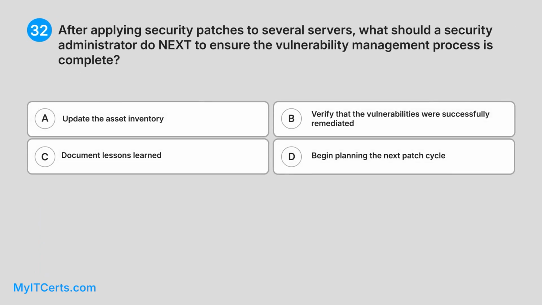32. After applying security patches to several servers, what should a security administrator do next to ensure the vulnerability management process is complete? A. Update the asset inventory. B. Verify that the vulnerabilities were successfully remediated. C. Document lessons learned. D. Begin planning the next patch cycle.